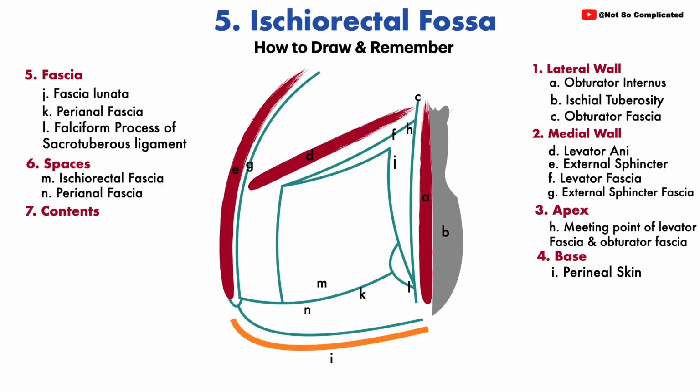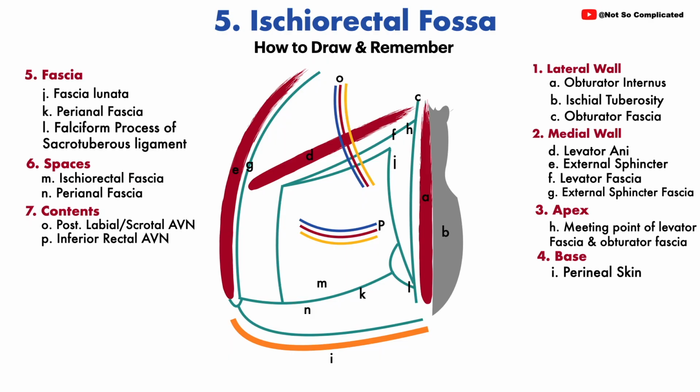All right, so talking about the contents, the most important parts right now. There will be a lot of contents. These three things right here are the posterior labial in female, or scrotal in male, artery, vein, and nerve. These three structures pass through the ischiorectal fossa. So these three structures right here will be labeled P, and those are the inferior rectal artery, vein, and nerve. Everywhere you have to put artery, vein, and nerve. There will be another nerve here. This nerve is the perineal branch of S4.